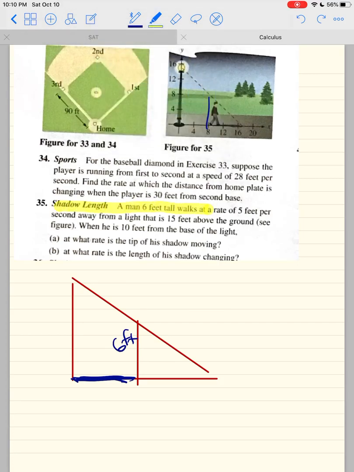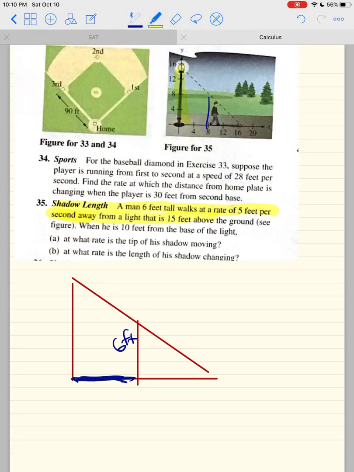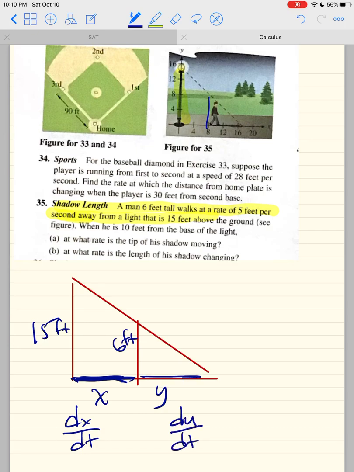A man 6 feet tall walks at a rate of 5 feet per second away from the light that is 15 feet above the ground. Okay, so the light is right there and it's 15 feet. So I have 15 feet here. I have x here, y here. I have dx/dt, and I have dy/dt. Okay, remember that this is the shadow. So we're going to call this shadow. And this is the walking. Now dx/dt is 5 feet per second. And it says, when he is 10 feet from the base of the light. So here's the 10 feet.